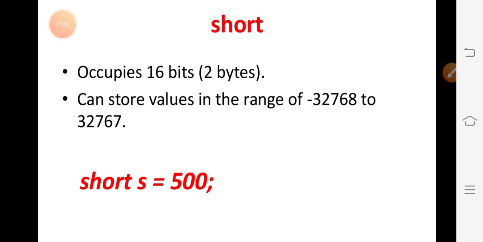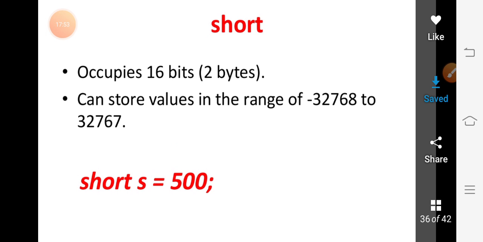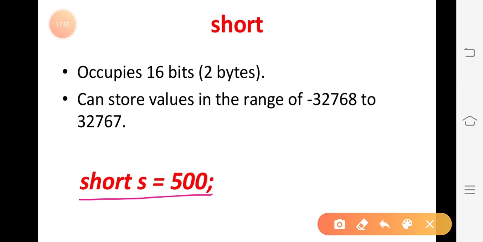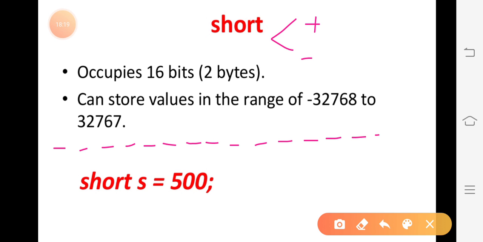Now short takes 2 bytes and 16 bits. 16 bits how? Because 1 byte is equal to 8 bits, so 2 bytes is equal to 16 bits. Now here is the description given, how you will define it: short s is equal to 500, you define it this way. The range is coming, how will you calculate it? As you know, short also can take positive numbers as well as negative numbers, okay? Now total 16 bits are there, so look here for 16 bits: 1 2 3 4 5 6 7 8 9 10 11 12 13 14 15 16.